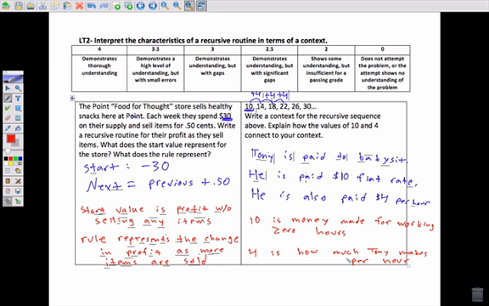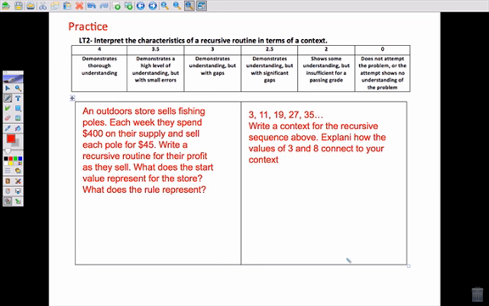Okay? So here are a couple practice problems. On the left we have a context. It says write a recursive routine for the profit of an outdoors store. What does the start value represent for the store? What does the rule represent in terms of the context? Then here there is a recursive sequence. Explain how the values of 3 and 8 connect to your context. So go ahead and pause the video, work on those, and unpause when you have done those and are ready for the solutions.